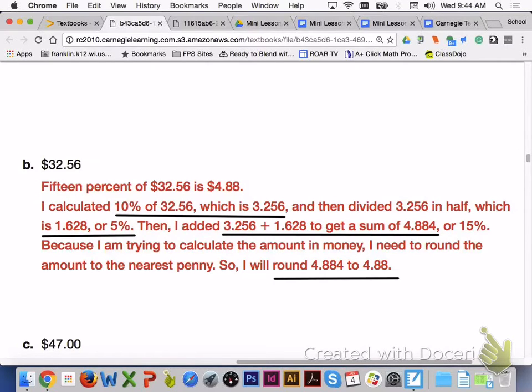For letter B, 10% of 32.56 is 3.256. Half of that, or 5%, would be 1.628. When you add them together, you get a sum of 4.884. That's going to be your 15%. Since we are dealing with money, you have to round. So 15% of $32.56 is $4.88.